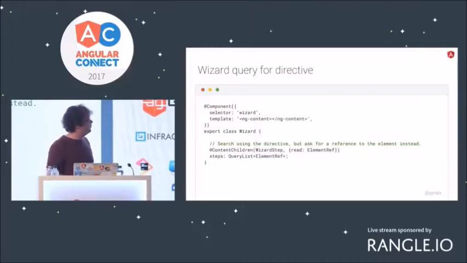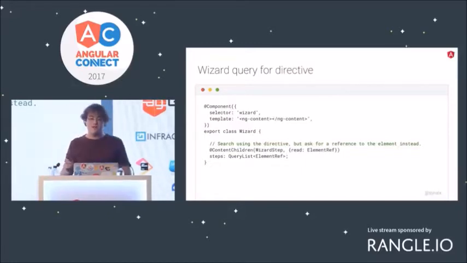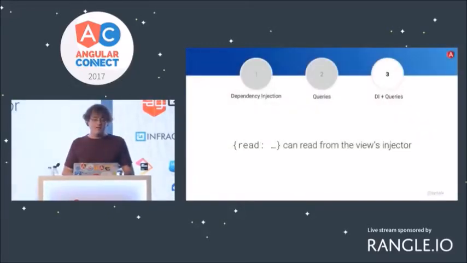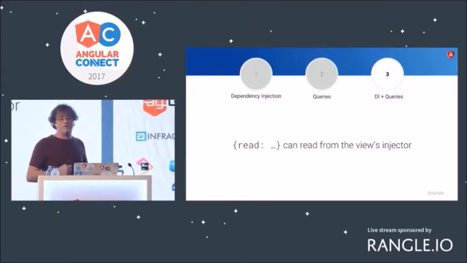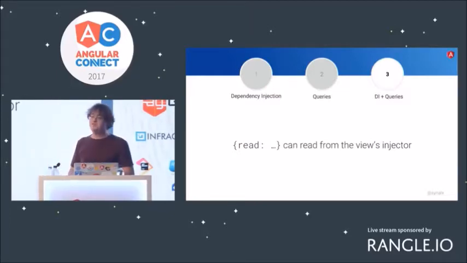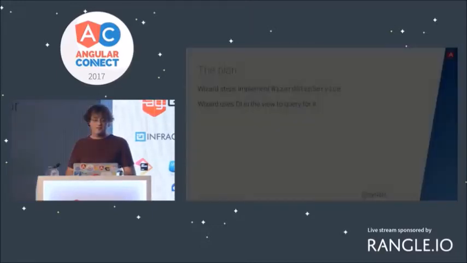Right? And this is a little more useful. We can manipulate the style of the native element to show or hide steps, but it's still not as good as being able to talk to the API of those components directly. And to do that, we're going to have to do something that's rather unusual. As it turns out, we can use read with queries to get access to dependency injection from the injector of the element that you're querying for. And we're going to use this fact to finish our wizard.